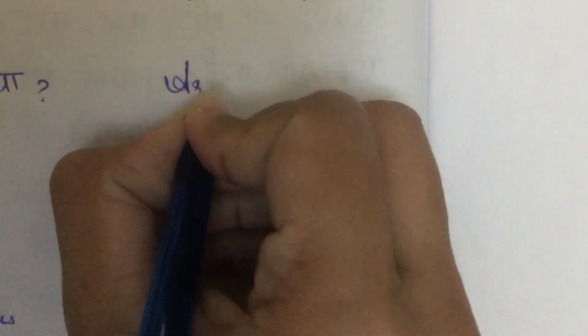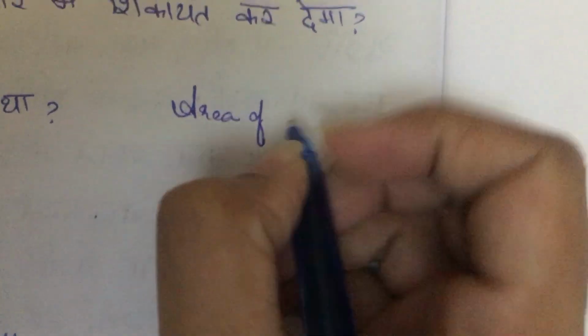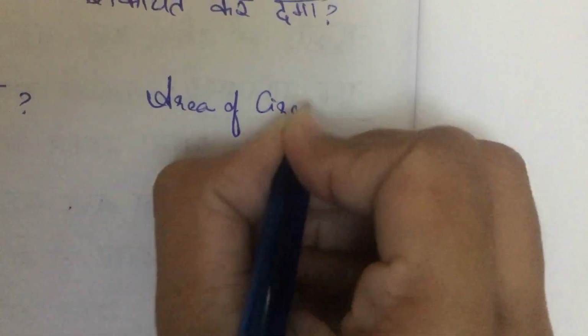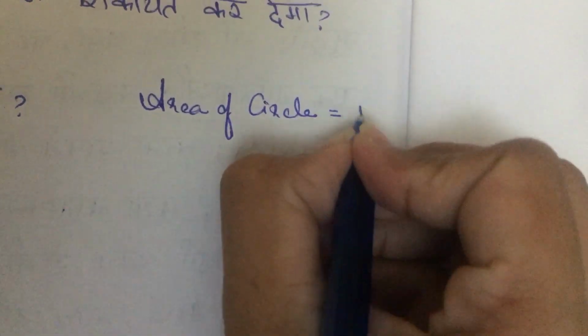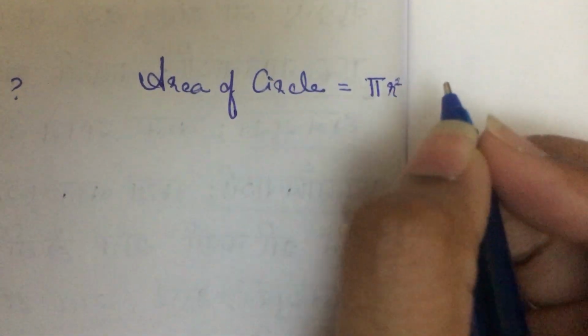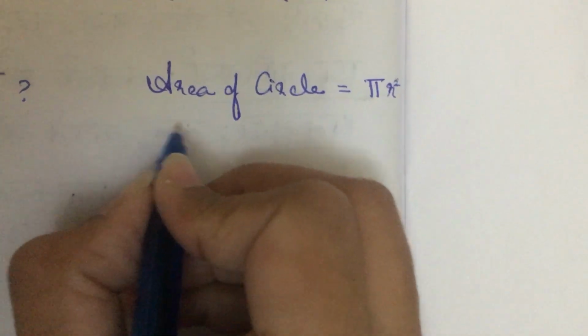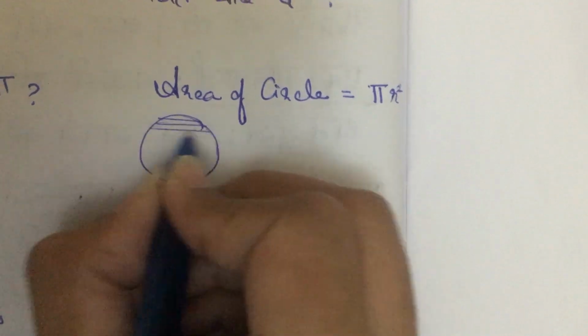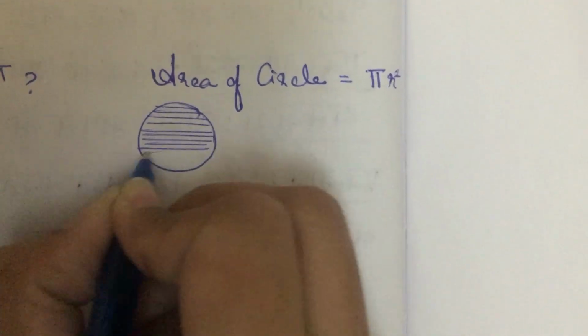Now going with the area formula. What is the formula for the area? Area of circle is equal to pi r square. Pi r square is the area of the circle, and area means what? Area is the full thing that will be covered inside a circle.